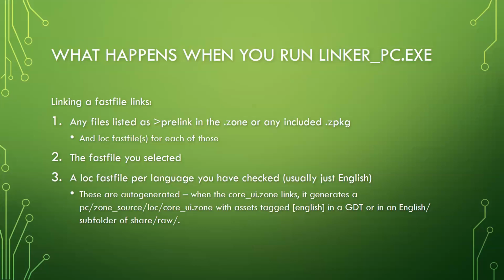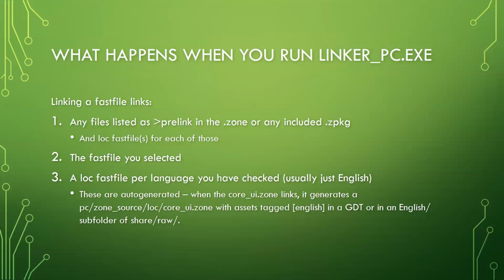But generally, it's going to link the fast file you selected and the en_ fast file you selected. So core frontend and en core frontend. The way it links localized fast files is auto-generated and runs pretty automatically. For example, if you're linking the core UI fast file, when core UI.zone links, in addition to the other things it's generating, it generates a file _zone_source/loc/core UI.zone.